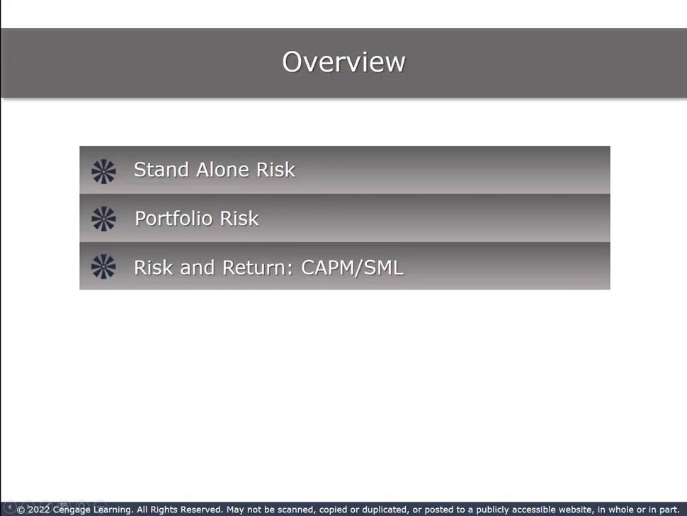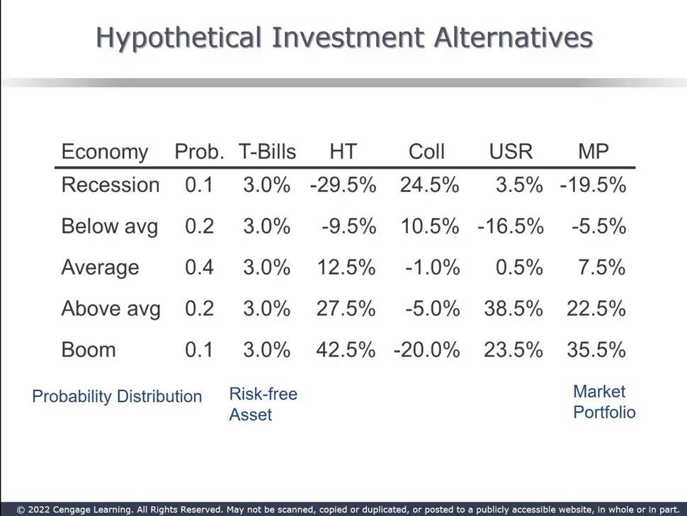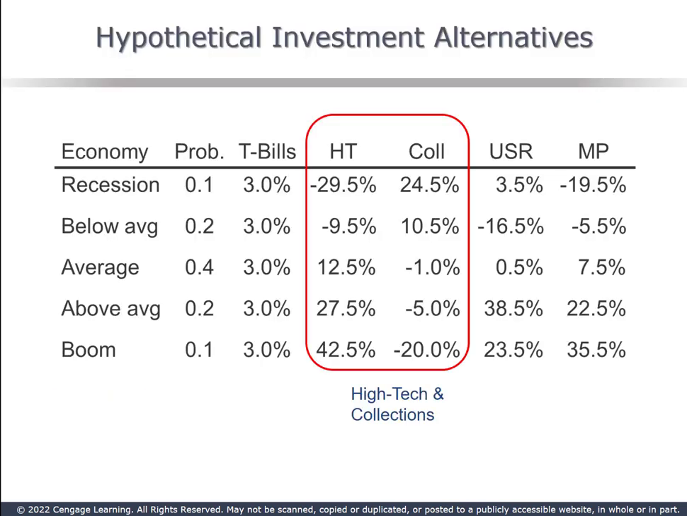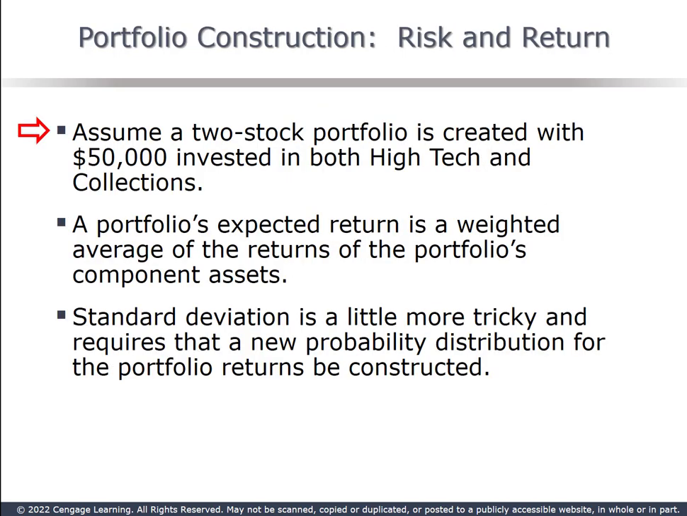In Part B of Chapter 8, we move on to how risk and return are measured for portfolios and the capital asset pricing model. Let's continue with our example using high-tech and collections. Let's consider investing $50,000 in each of high-tech and collections.